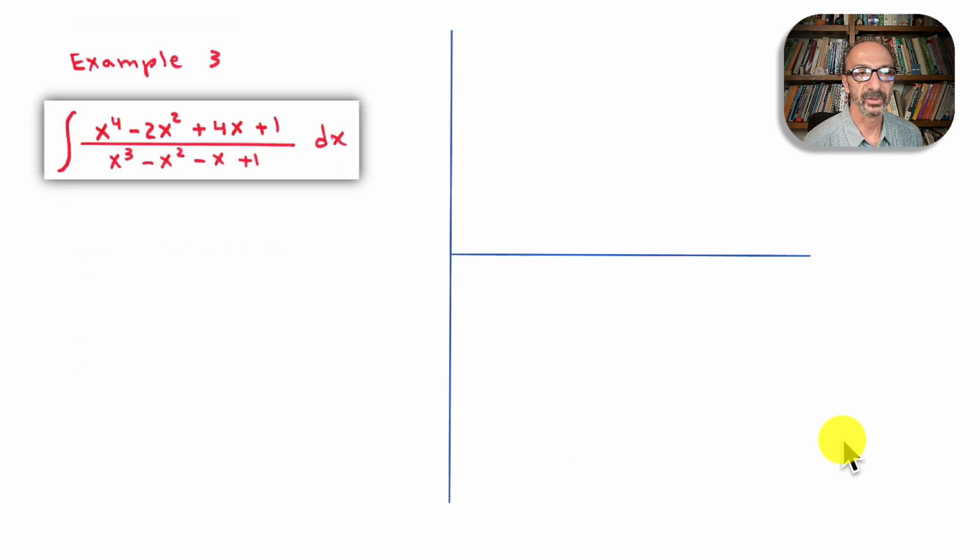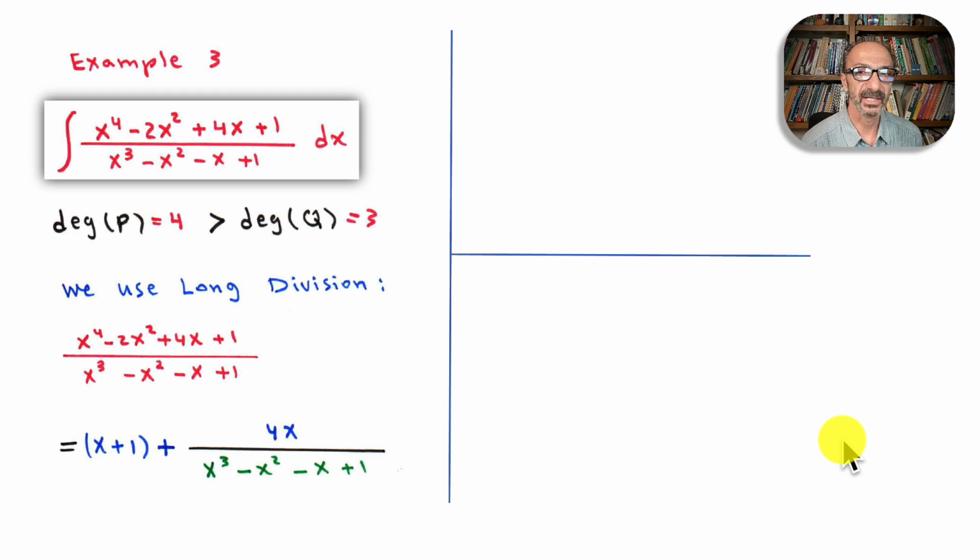We have a 4th degree on top, and a third degree at the bottom. So what we have is an improper fraction, and with long division, going over it step by step, we end up with the following. This is the quotient, and this is the remainder, 4x over what we have in the denominator, x to the third minus x to the second minus x plus 1.